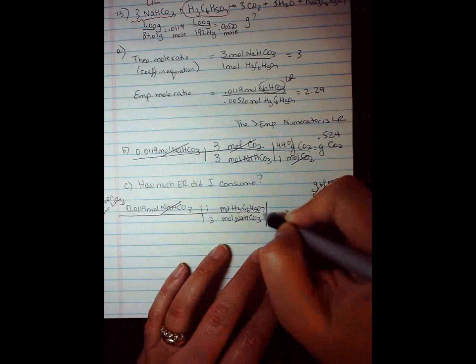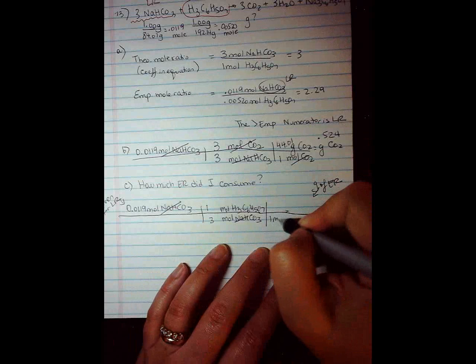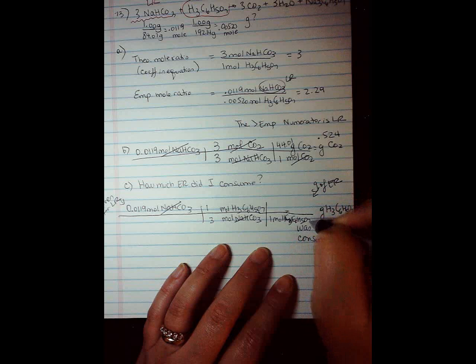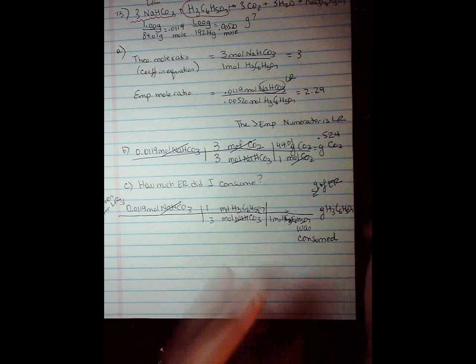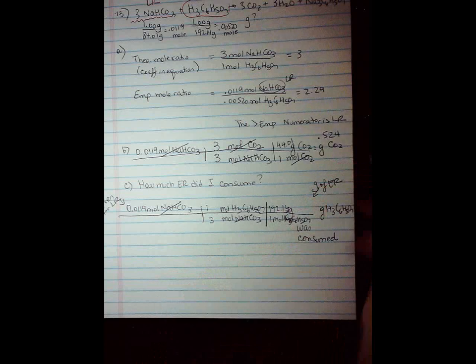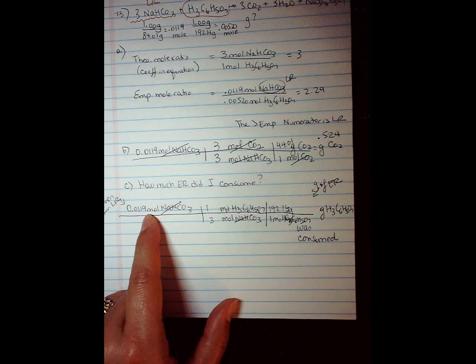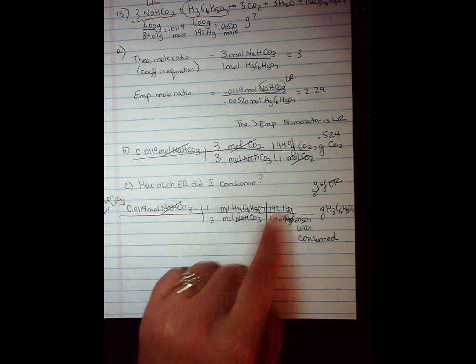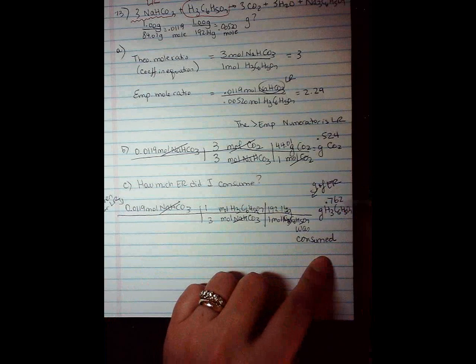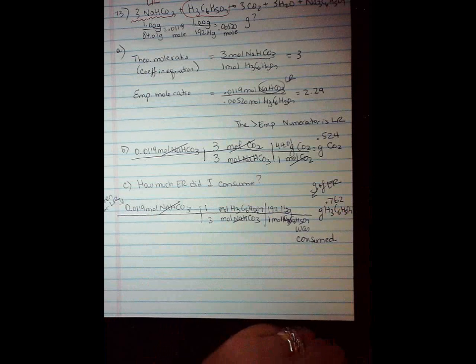Those are just the numbers that come straight off the coefficients. And then in the final step, I have to change that back to grams. 1 mole of H3C6H5O7 (these are ridiculous formulas, right?) weighs 192.14 grams. And so then all I do is 0.0119 times 192.14 divided by 3. And the answer here is 0.762 grams. So that's how much you actually used up.